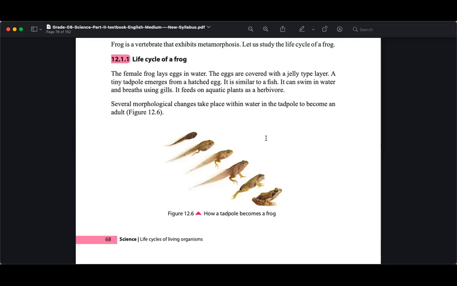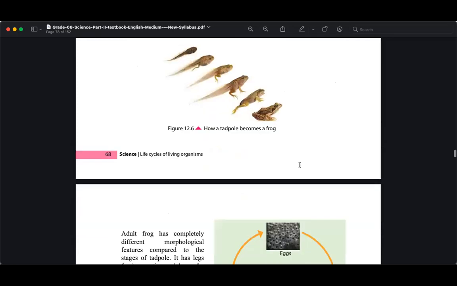So what about the frog? Is it herbivorous, carnivorous, or omnivorous? Herbivorous? Haven't you seen it in insects sometimes?